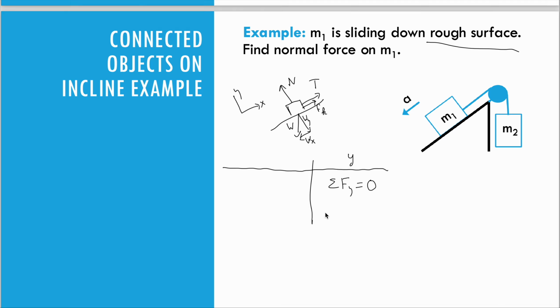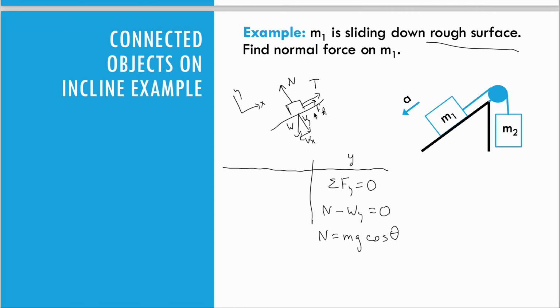So the normal force will be positive since it's going up, Wy will be negative since it's going down. Those are the only forces in the y direction. We set it equal to 0. This means that the normal force equals mg cosine theta. That's it, we're done with this problem.